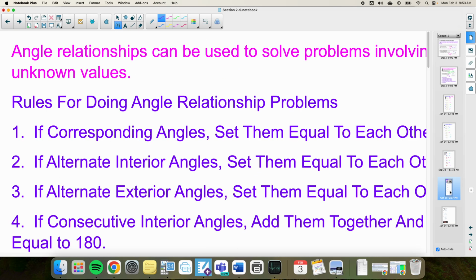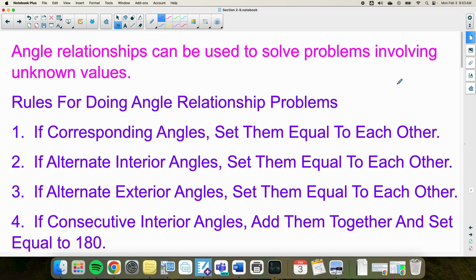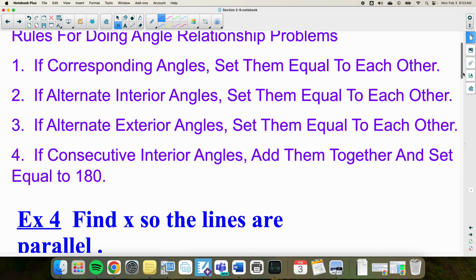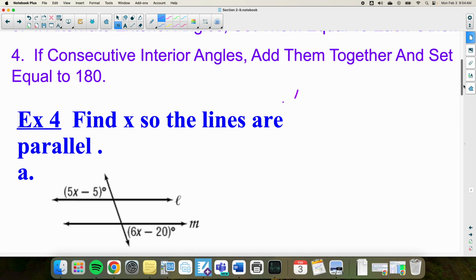Then they're gonna have us do some algebra again. I don't know if this part is on your cheat sheet or not, but basically if you get stuck when you're doing these today, okay? If they give you corresponding angles, you're gonna set them equal to each other. If they give you alternate interior, set them equal to each other. Alternate exterior, equal. And consecutive interior, you're gonna add them together and set them equal to 180.